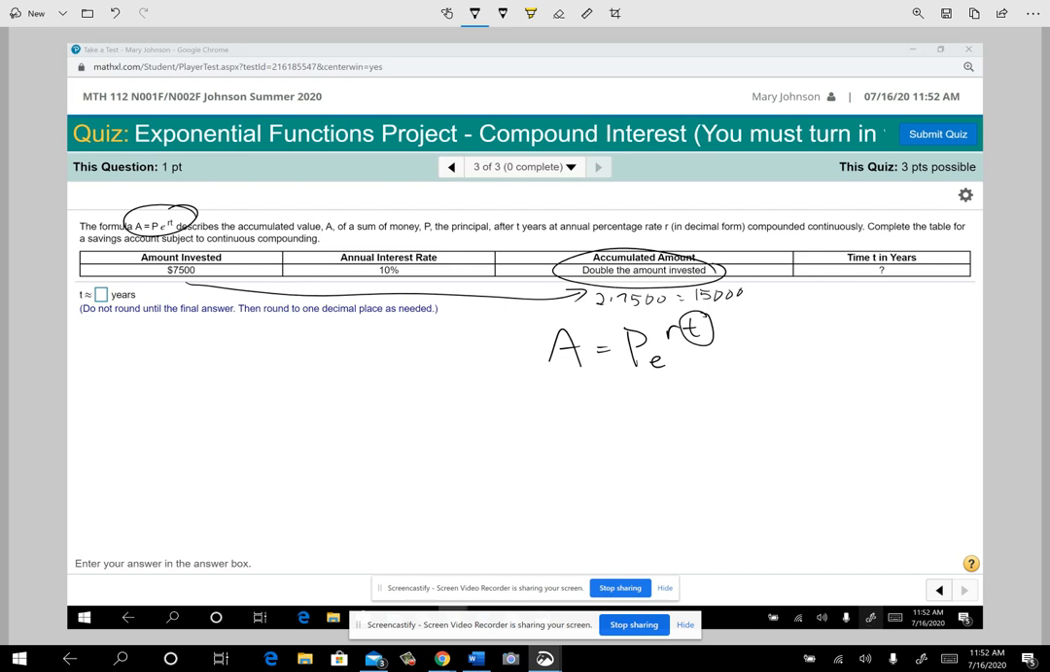And then you need to go in and log both sides, but it'll be an advantage to use ln since this is base E. Okay.